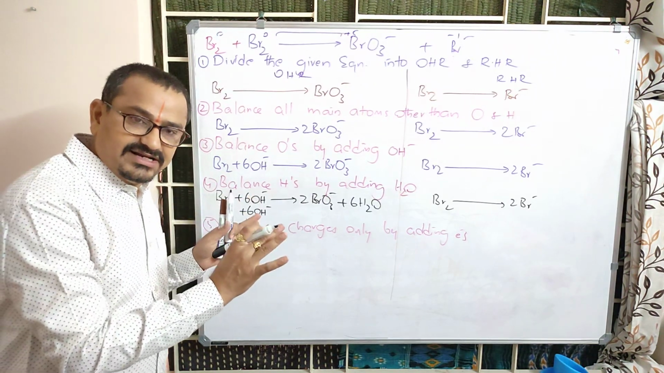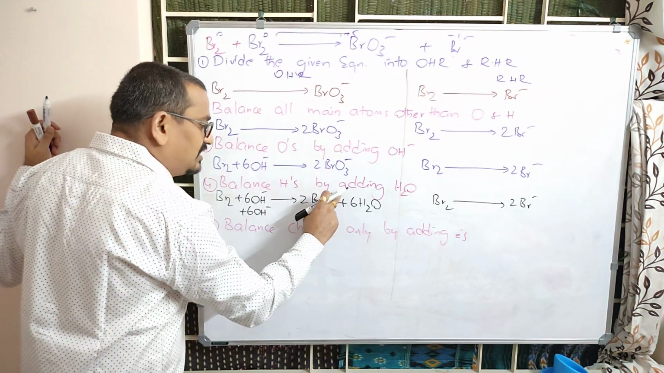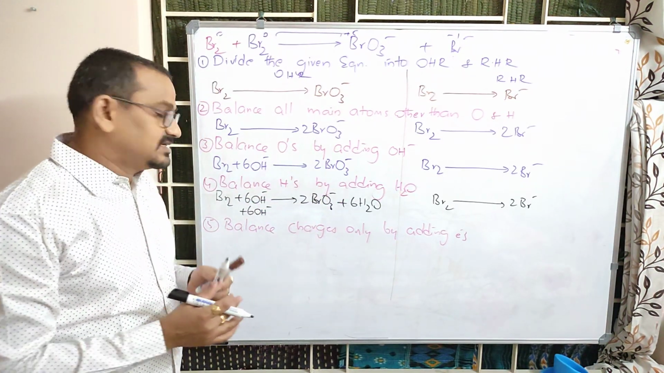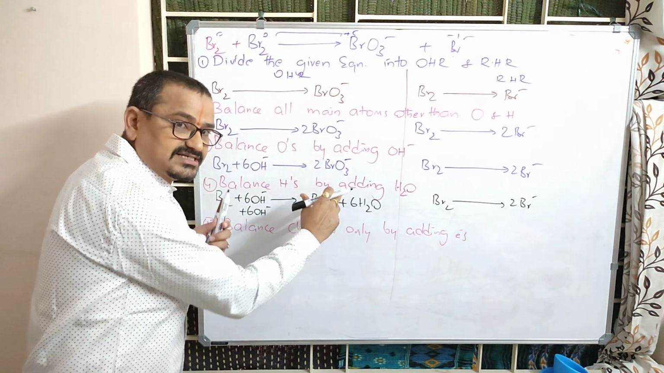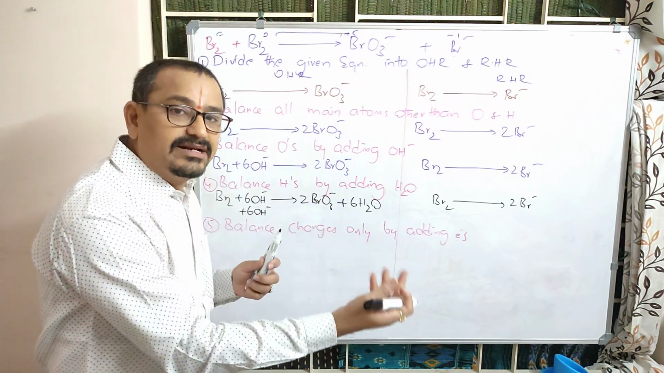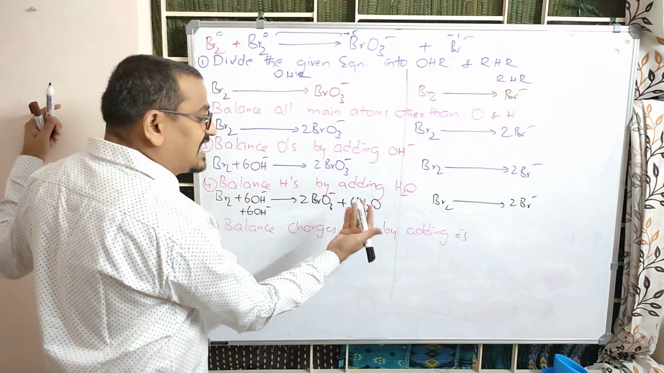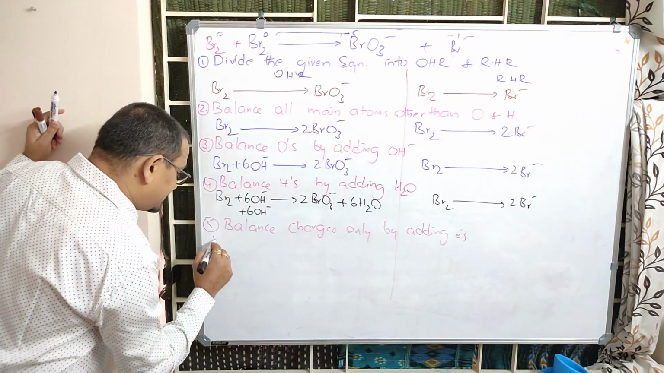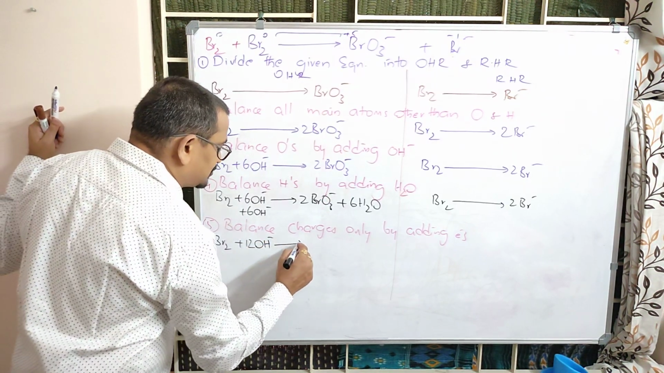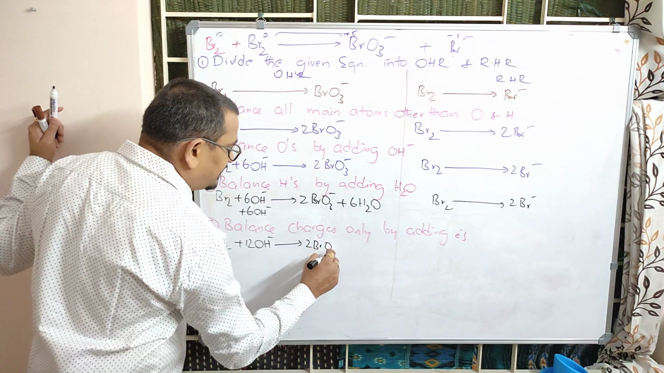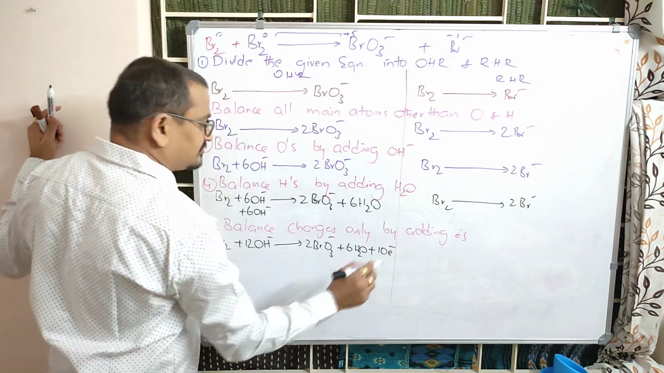Left side we have 12 minus charges, right side we have only 2 minus charges. So how many more are required? 10 minus charges are to be balanced. So for 10 minus charges, add 10 electrons here. See, Br2 plus 12 OH minus gives rise to 2 moles of BrO3 minus plus 6 H2O plus 10 electrons.